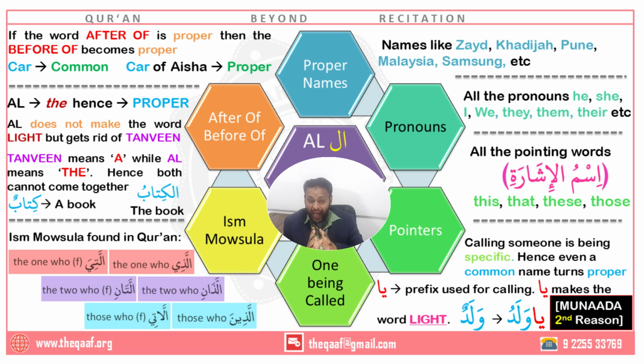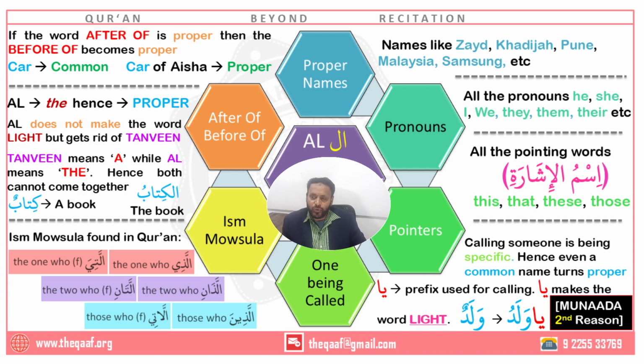That leaves only the last one that can make the word proper, and that is a rule. It is called the after of before of rule. There is a rule, after of before of. If the after of word is proper, then the before of word automatically becomes proper. What do you mean by that? If I tell you a car, it's a common word. A car is common.